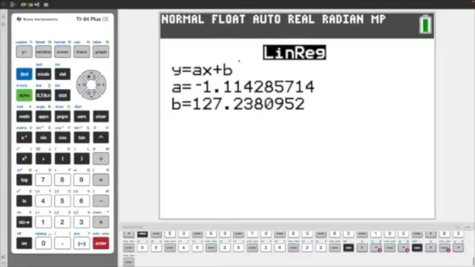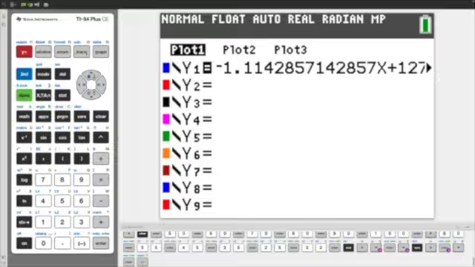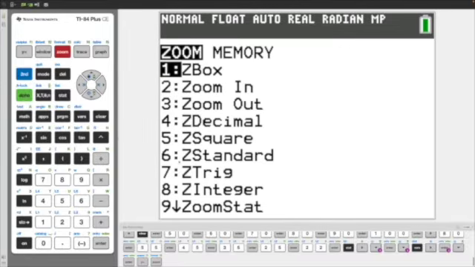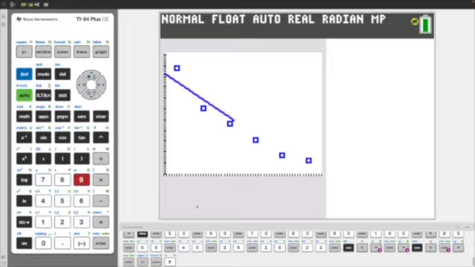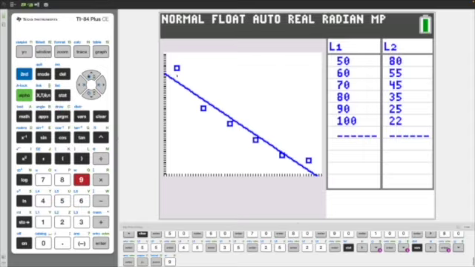So our equation is y equals negative 1.114x plus 127.238 for our y-intercept. If I go to Y equals, you'll see my Plot 1 is still turned on from the last couple examples. It copy and pasted that equation into Y1. I'm going to do Zoom Stat to see my scatter plot. I can see that it's a relatively strong negative correlation.